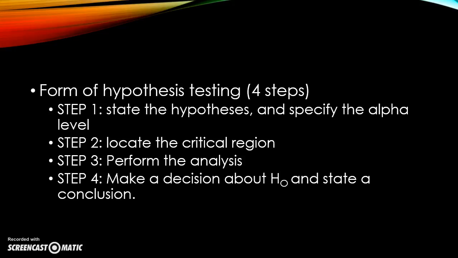ANOVAs are also a form of hypothesis testing, and there are 4 steps that are outlined in Chapter 12. These are the 4 steps, and I'll explain them and some of the terms that come with them, and then we will apply the steps in an example that is to follow. So step 1 of the hypothesis testing would be to state the hypotheses and specify the alpha level. There are 2 hypotheses that we'd have to state, and that is the null hypothesis and the alternative hypothesis.